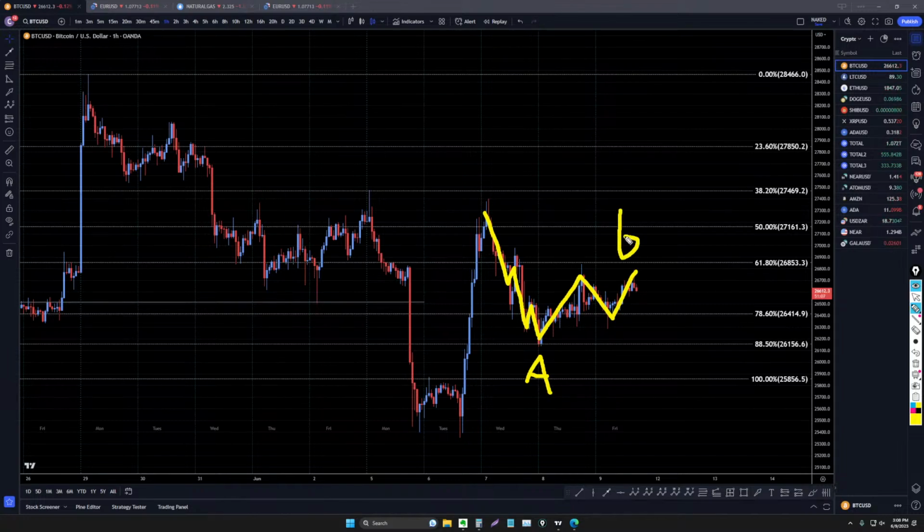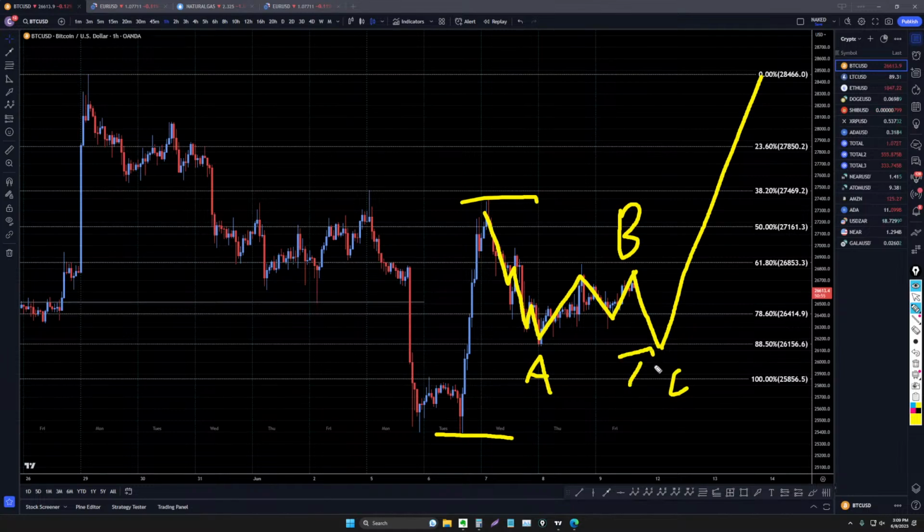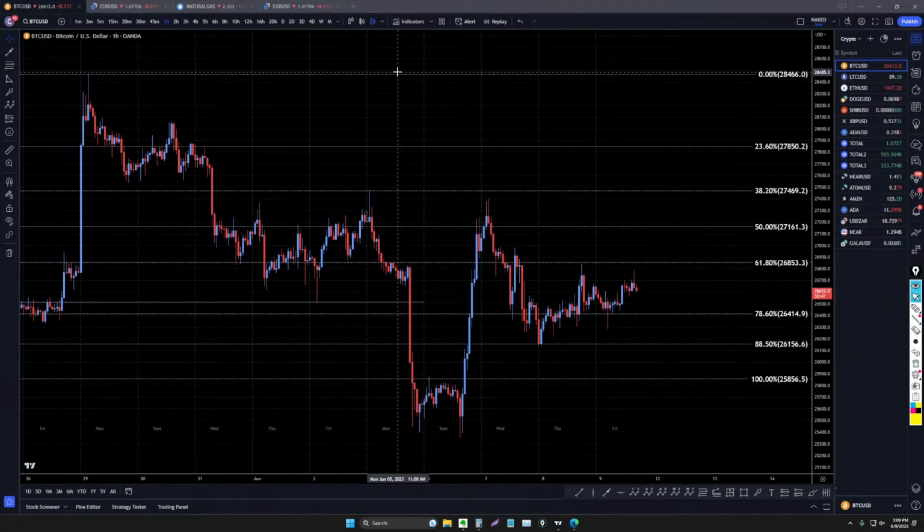So this is probably a B. We're probably going to go down for a C, and then we're probably going to go back up. So I think this right here is a correction to this move up right here. So I would definitely be looking at the end of this ABC correction for an opportunity to go long for sure. Definitely for sure. It looks pretty sweet to me.